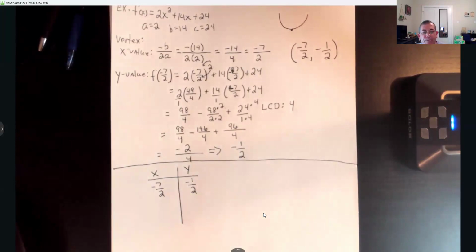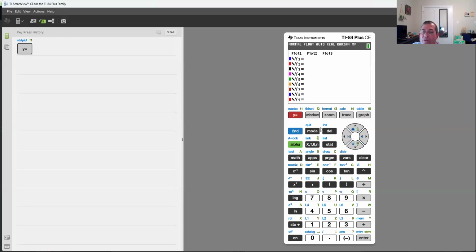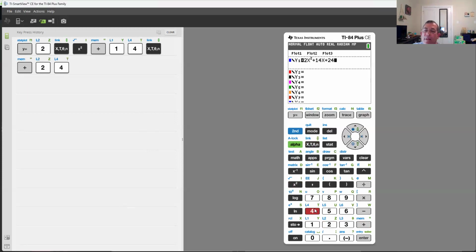So let me show y'all how to graph this and actually get some other points on this, okay? So let me go to the calculator. And y'all, on the calculator, I'm going to go to y equals. And I'm just going to put that actual equation in, the 2x squared plus 14x plus 24. So, and we'll graph it.